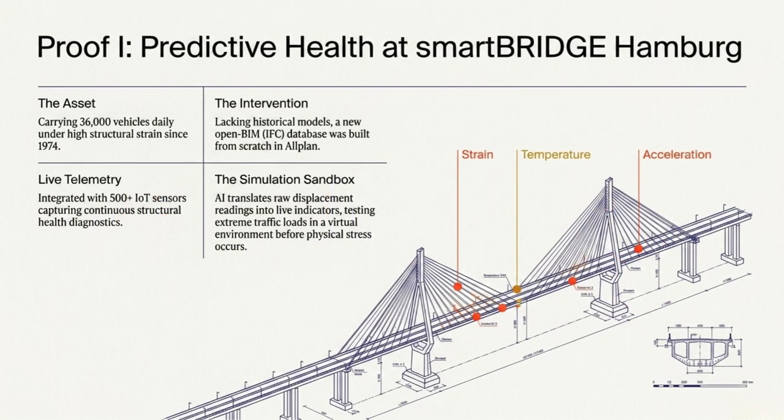This proof point shows predictive health at Smart Bridge Hamburg. The asset carries thousands of vehicles daily, so structural insight is critical. Instead of waiting for visible damage, the bridge uses hundreds of IoT sensors to monitor strain, temperature, acceleration, and displacement. AI then creates a simulation sandbox where extreme traffic scenarios can be tested virtually. The big idea is prevention. A digital twin helps engineers see stress patterns before physical failure occurs.